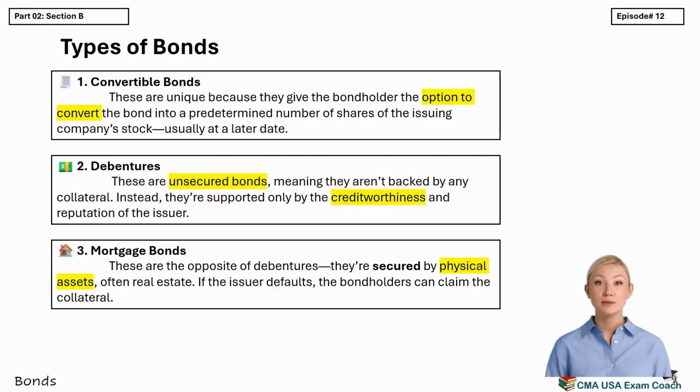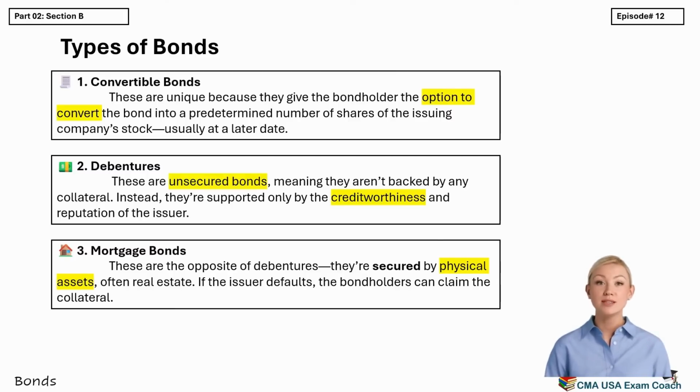Now, let's talk about debentures. These are unsecured bonds, which means they aren't backed by any specific assets. Instead, they rely solely on the creditworthiness of the issuer. Government debentures are typically seen as low risk, but when companies issue debentures, especially if they don't have strong credit ratings, it can be a riskier investment. That higher risk usually comes with a higher return.